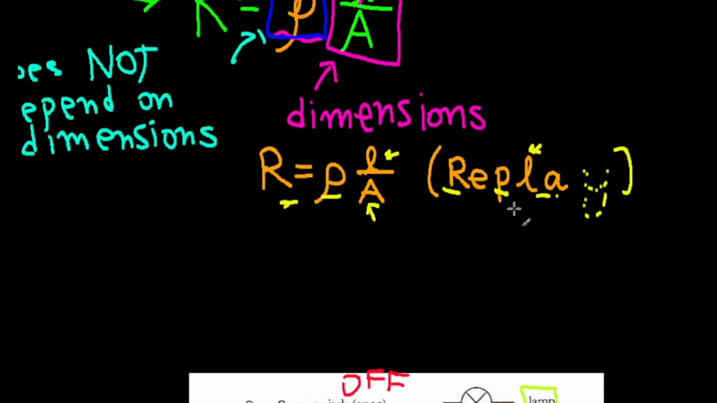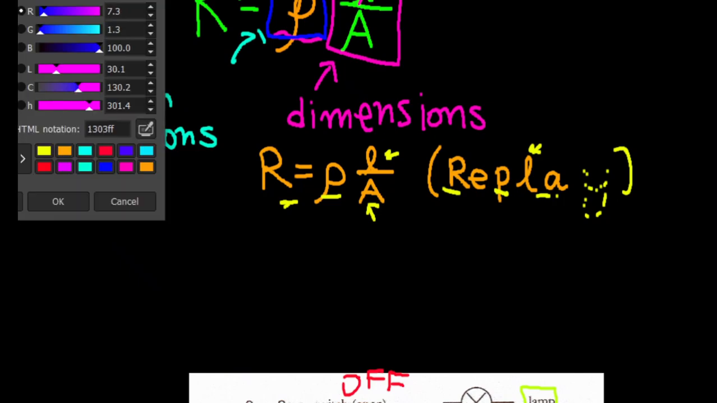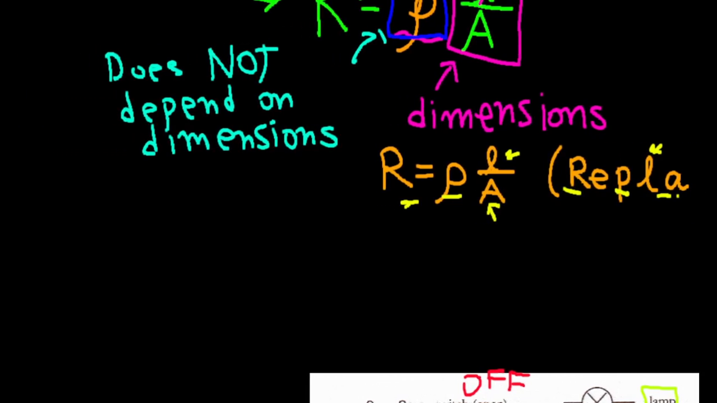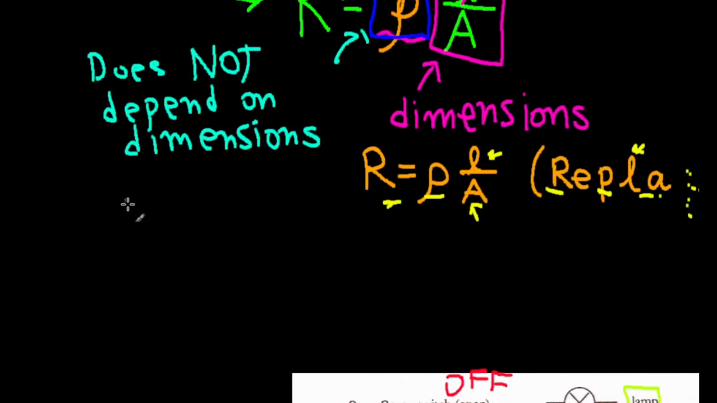The next is, what is the unit for resistivity? And I'll rearrange this equation to find that. So rearranging this equation, what I get is rho equals R multiplied by A divided by L, right? Rho equals RA by L.